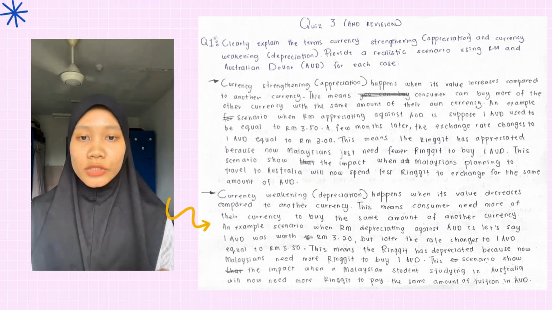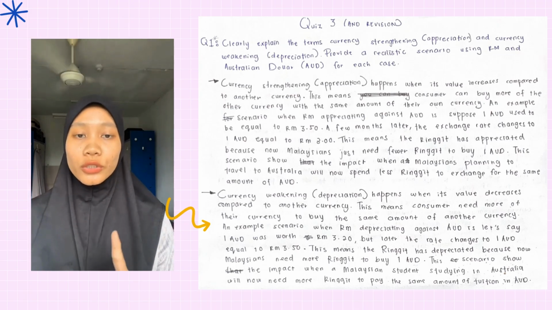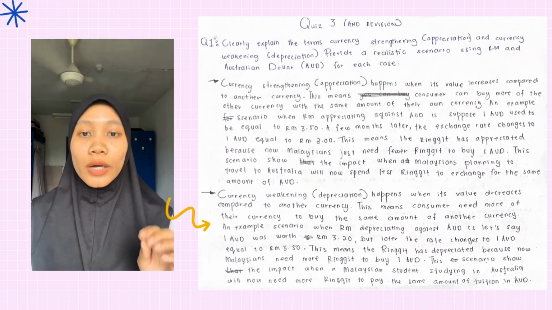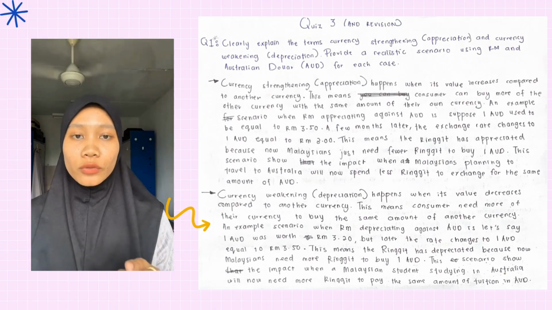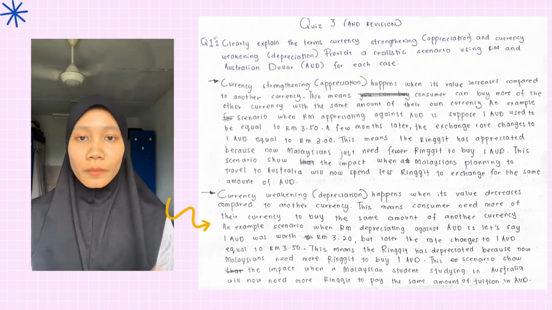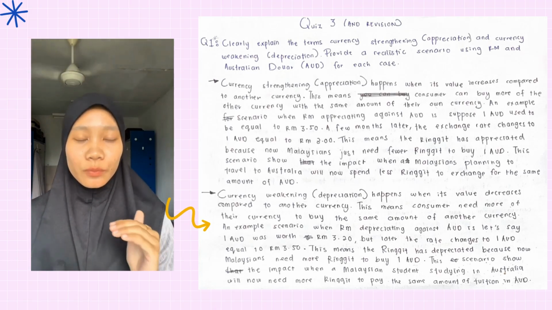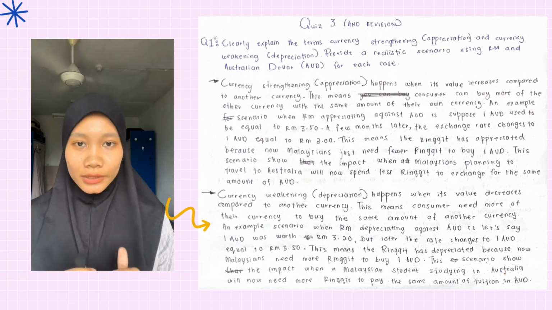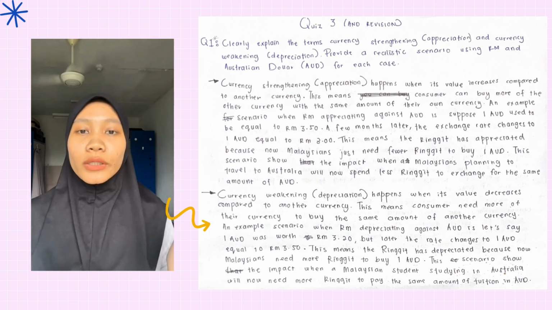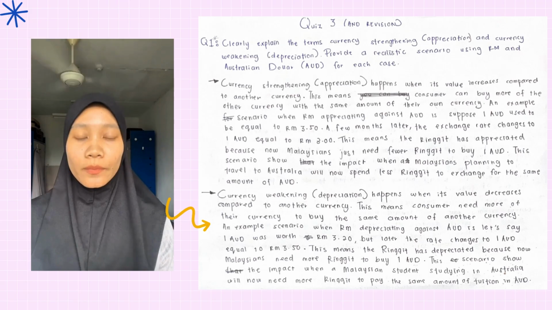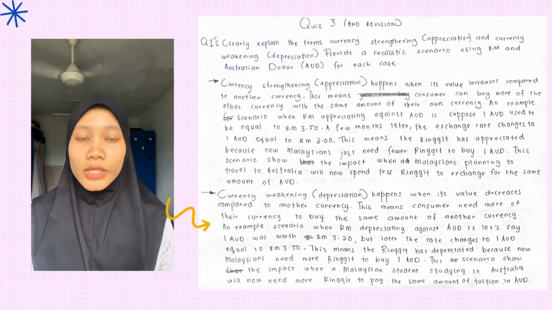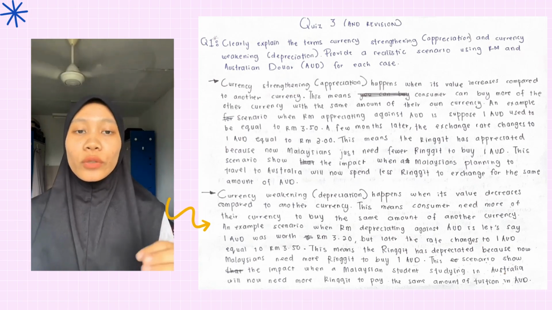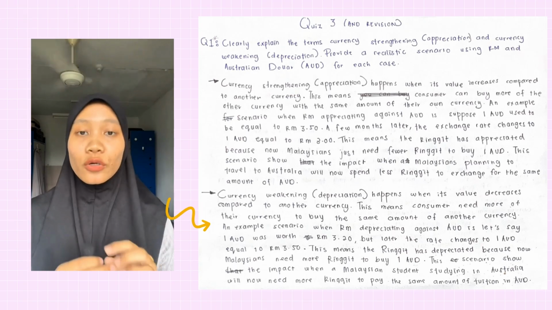Suppose the exchange rate changes from 1 Australian dollar equals RM3.2 to 1 Australian dollar equals RM3.5. This means the ringgit has depreciated because now we need more ringgit to buy 1 Australian dollar. A real life example for this situation is when a Malaysian student studying in Australia will now need more ringgit to pay the same amount of tuition in Australia.